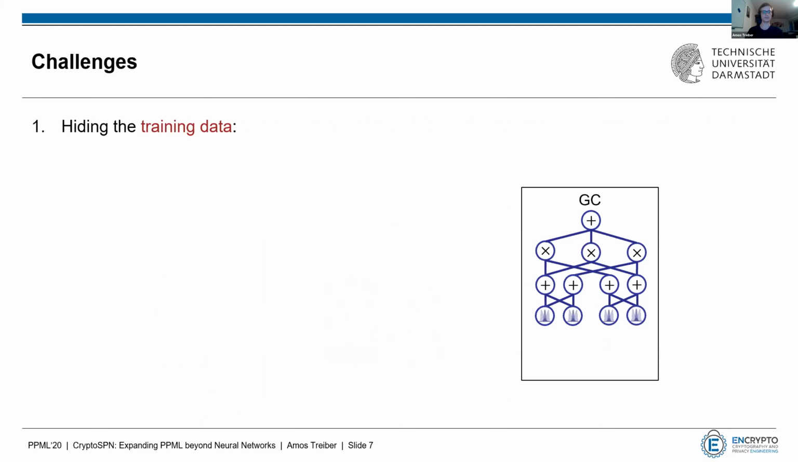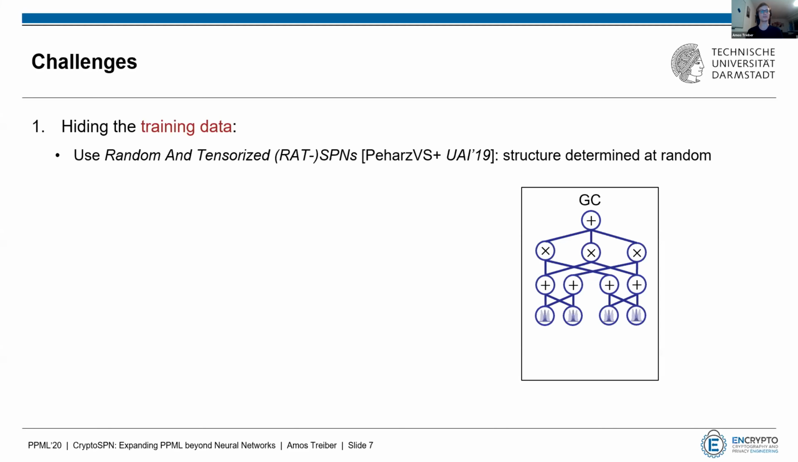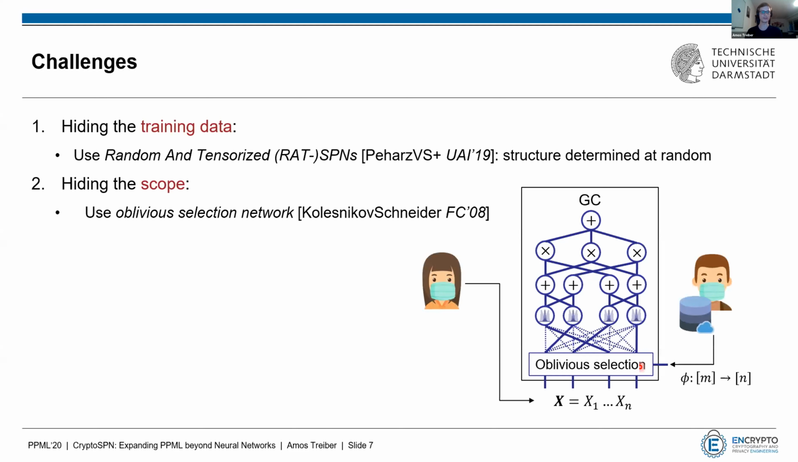One is that we need to hide the training data. This is because the structure learning of the SPN is data dependent, and by putting it into the ideal functionality, we make it public, and therefore we might leak some sensitive information. To avoid this, we use random and tensorized or RAD-SPNs, where the structure is learned at random, and the performance is similar to regular SPNs, and therefore we can just use them without losing much. Still, if you cannot retrain your SPN to be a RAD-SPN, we offer mitigation techniques that can hide the scope, which is the assignment of the leaves to the random variables. To do this, we use an operator selection network that is encoded inside the garbled circuit. This introduces an additional server input that maps the M leaves to the N random variables, and this hides this assignment and therefore the scope.